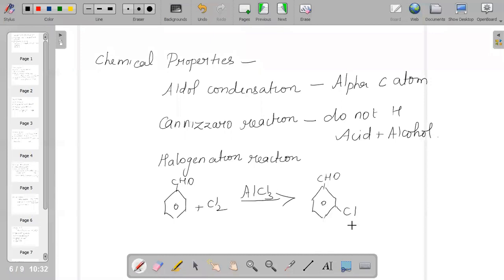The only thing is it will give you chloroacetophenone, so when acetophenone is reacting with chlorine, it can give us chloroacetophenone. Same like halogenation, it can undergo nitration, it can undergo sulfonation. So there are different reactions which it can undergo.